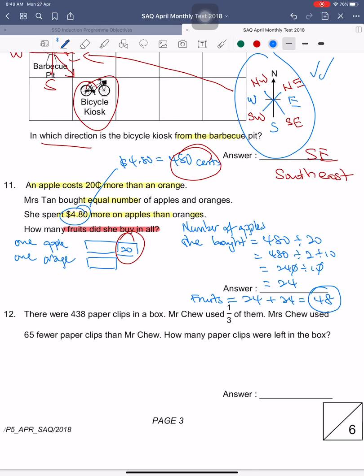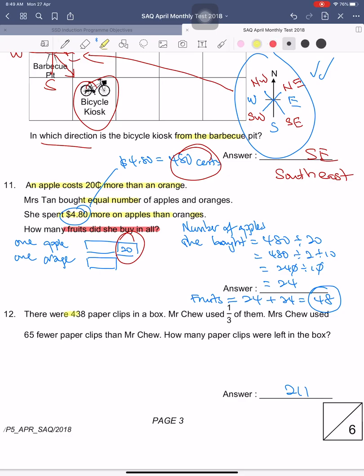For question 12, again, let me just give you the answer. The answer is 211. At any time you find that you are confident to pause the video to work out the question on your own, I strongly encourage you to do that. So let's look at the question.